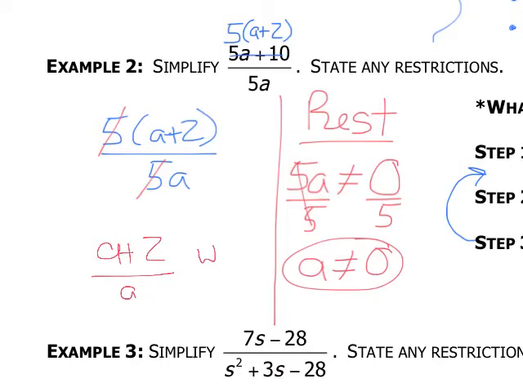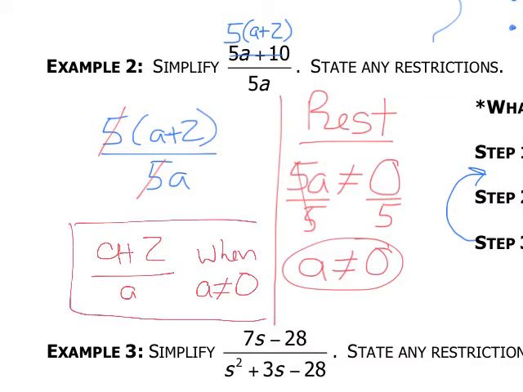This is when our restrictions come in: a is not allowed to be 0. So it's a plus 2 over a when a is not allowed to be 0. This is my answer, my simplified form, and here's my restriction. This restriction is just saying that at no point in time, if you're graphing or looking at this, can I make a 0.